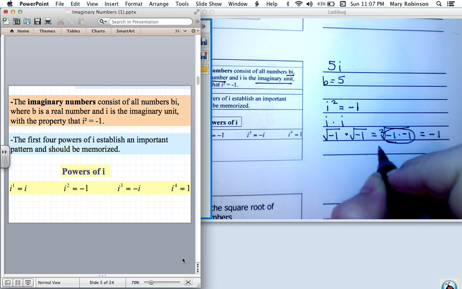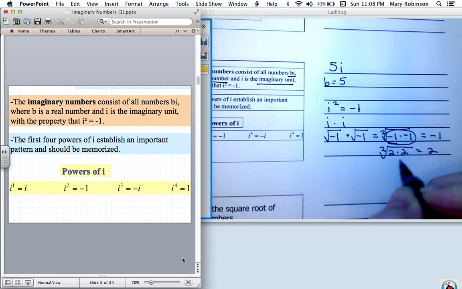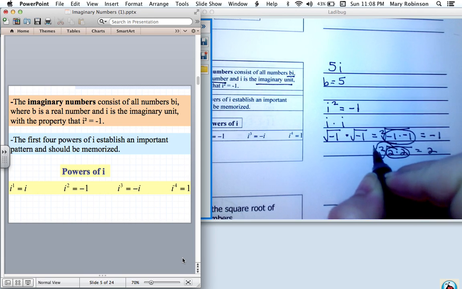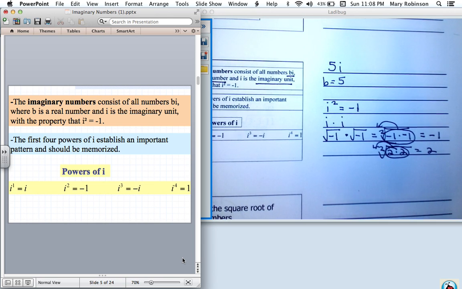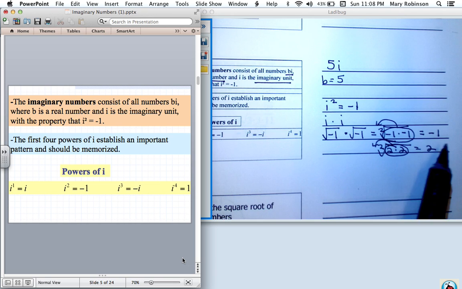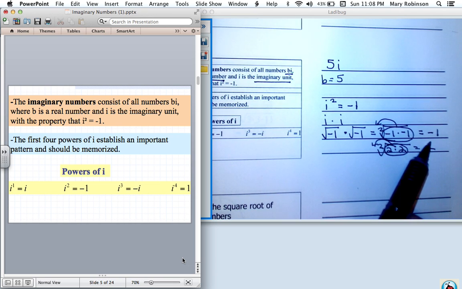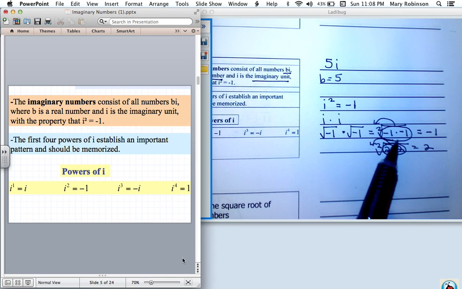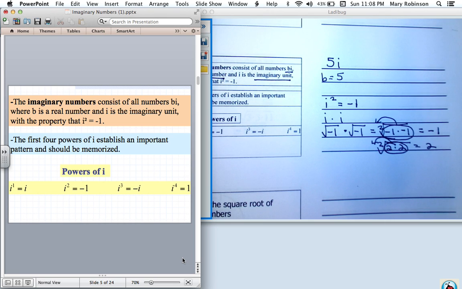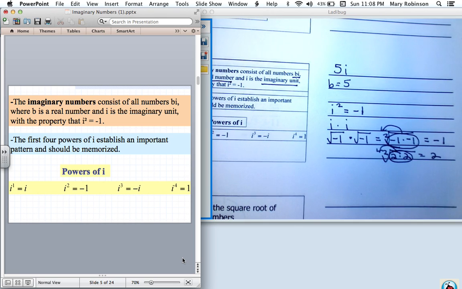Similar to how if we had the square root of 2 times 2, we would say that equaled 2, right? Because we had one group of 2's. Well, if we have one group of negative 1's, then it equals negative 1. So that's how i squared is equal to negative 1. If you need to hear that again, just press pause or go back and rewind and listen to that explanation again. So there are powers of i that we need to understand.